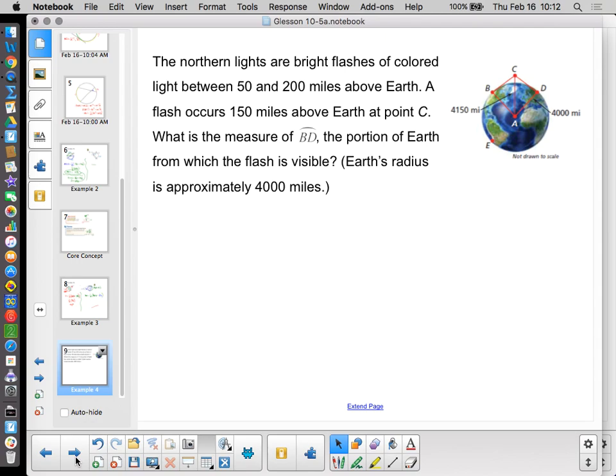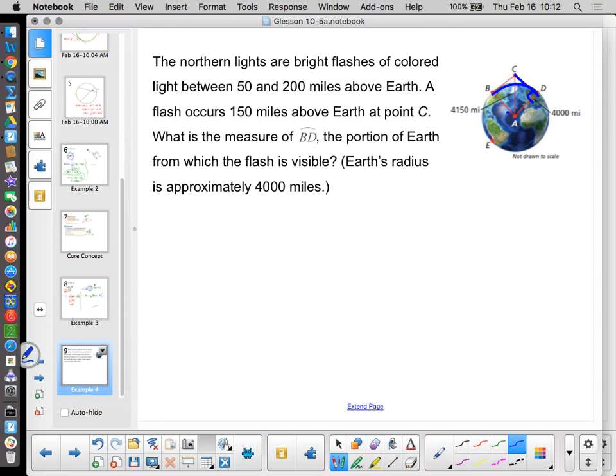Okay? So again, what we have to do here is try to find the measure of this arc running across here, given the information that we're given. Now, this is a tricky little problem because we have to figure out what that angle is given very limited information. So when I look at this, what do I know? Well, I know that CD is a tangent here, which means that that's the right angle.